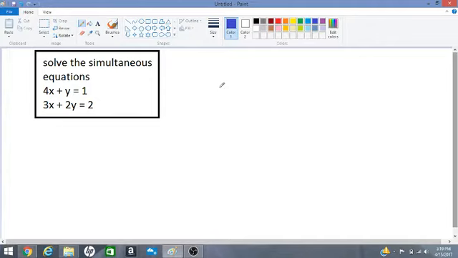To solve these simultaneous equations using a matrix method, the first thing we do is set up our matrix equation. We take the coefficients of x and y and put them in one matrix. So we are taking out the 4 here, taking out the 1 from in front of the y here. If you don't see a number, then the number is 1. Taking out the 3 from in front of the x, taking out the 2 from in front of the y here.